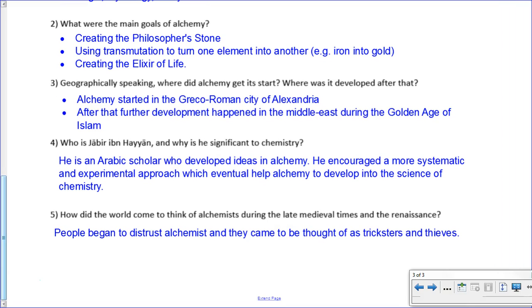Number 3, geographically speaking, where did alchemy get its start and where was it developed after that? So first it started in the city of Alexandria. I mentioned this was in Egypt, but it was part of empires that were built by the expansion of the Greek and Roman empires. And so what happened here is you had some different sorts of people all mixed together. Alexandria is in Egypt, but it had sort of Greek and Roman type thought happening in it. The city of Alexandria was where a bunch of scholars went.